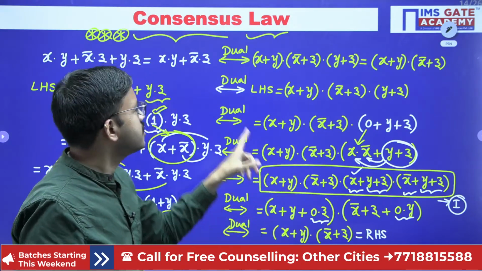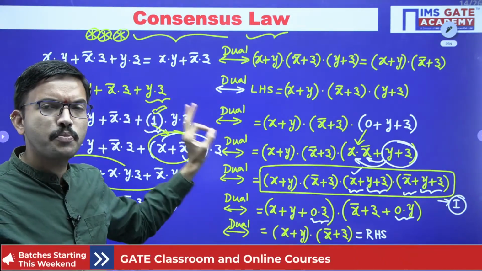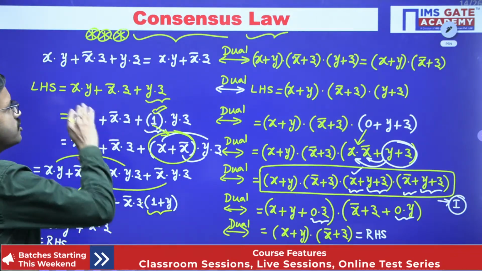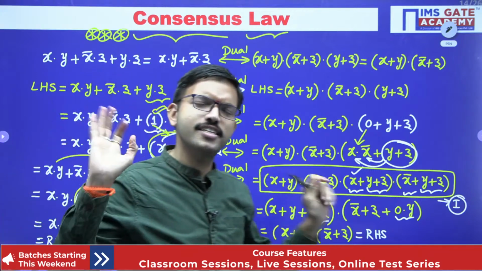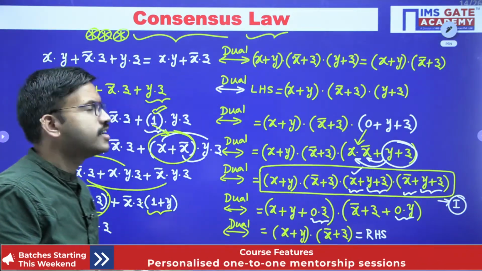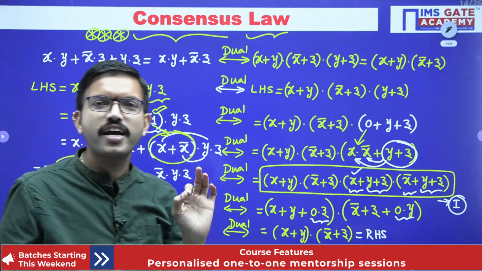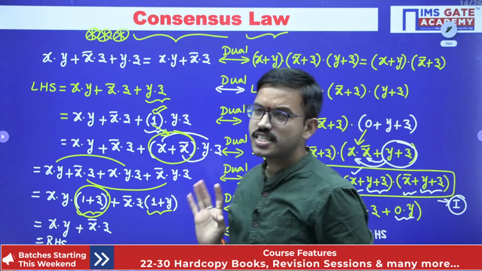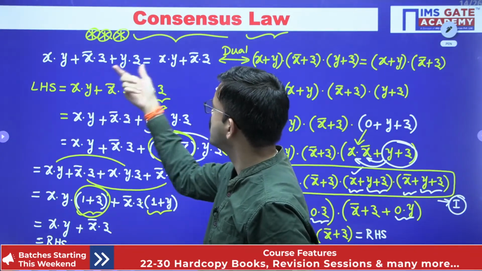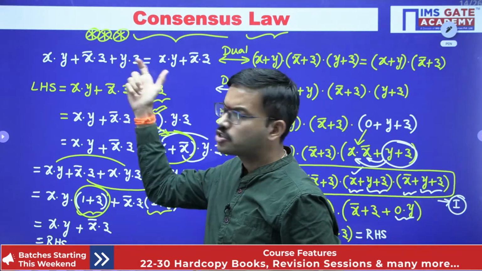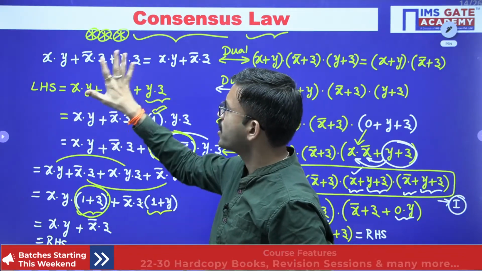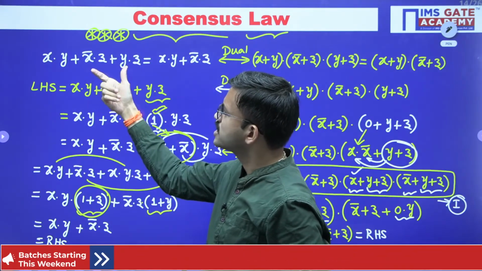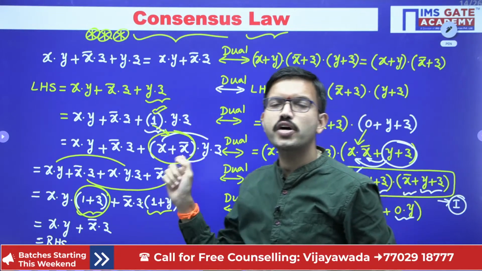I mentioned that this is one of the most important and powerful laws. Why have I told that? Because in general students will learn any equation by heart. But regarding consensus law, you should not learn the equation by heart. Rather, there are two conditions. If those two conditions are satisfied, you can bring three terms down to two terms. Whenever those two conditions are satisfied, then only is there a possibility to apply consensus law to bring three terms to two terms.